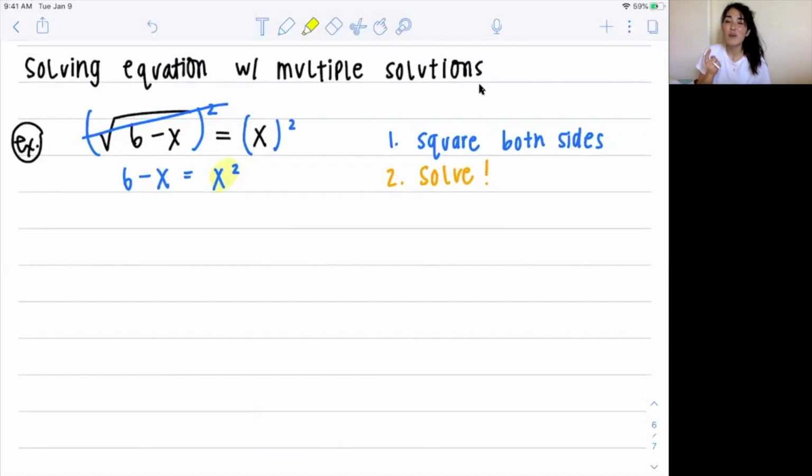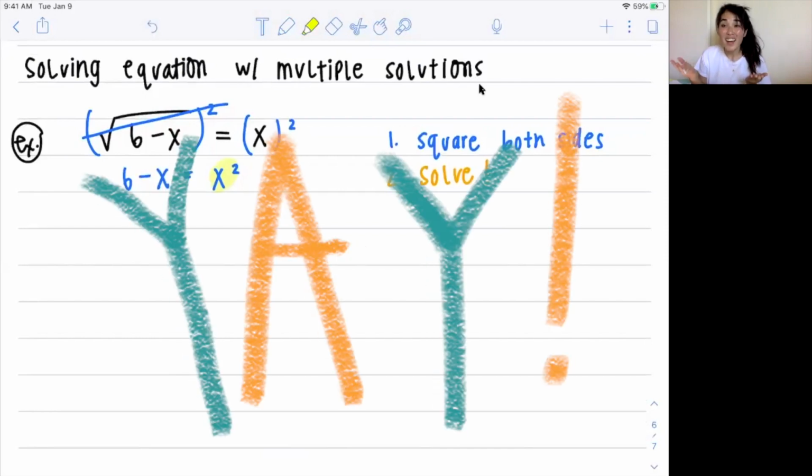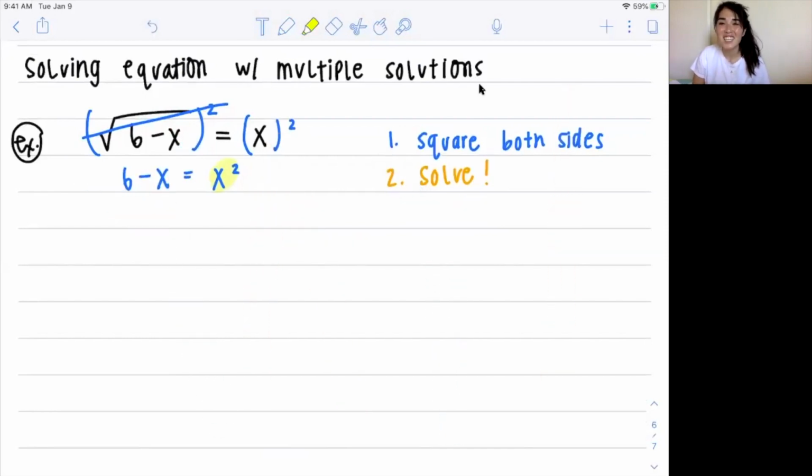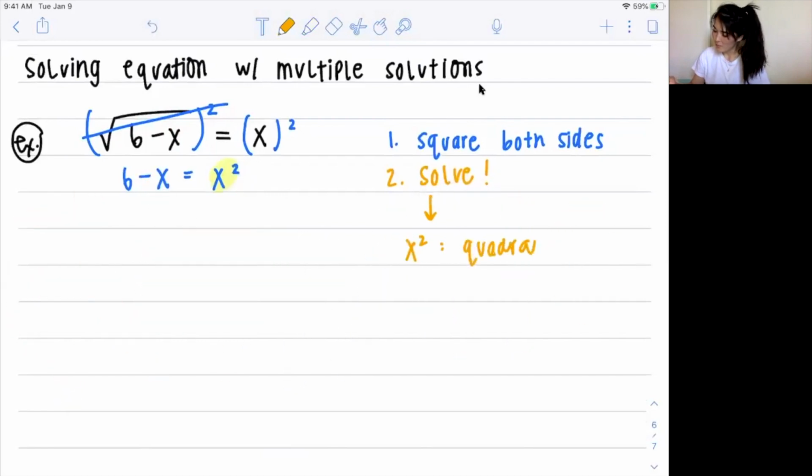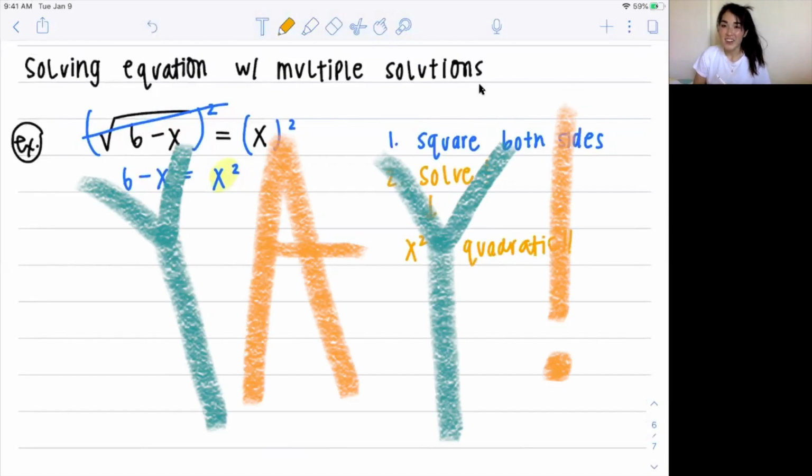So going back to last chapter, when you're using quadratic formula, when you're using factoring, it's back. So now you get to use those skills again. So what I will point out to you guys here is that if you have an x squared, it means that you have a quadratic. And it means you get to use one of your most excellent methods to solve for that.